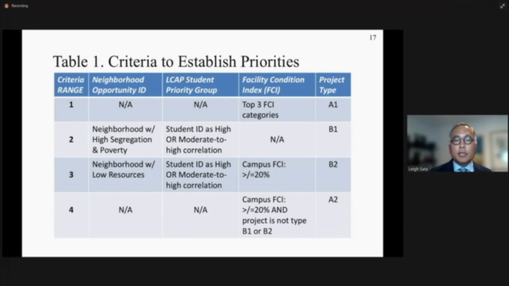The third criteria would be those neighborhoods that have access to low resources, combined with those same sets of students who need perhaps additional scaffolding, and then adding in the facility condition index. Those would give you a set of schools that would also qualify under that visionary project list. And then finally, we just use the FCI indicators, just the facility condition index. But as Ron pointed out in one of those charts, we have 13 or so schools that have an FCI above 20% and therefore do qualify for some sort of major modernization or even replacement. So there's your full range of projects from A1 to A2 with B1 and B2 in between, using the facility condition index as well as the equity indices that we shared.